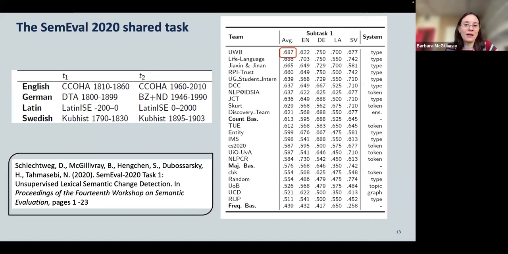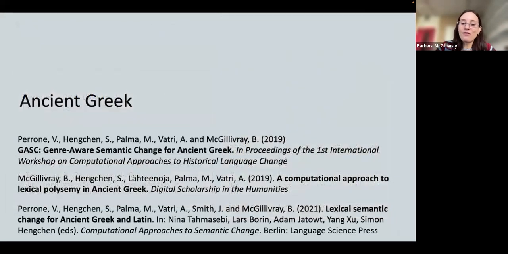Now I'm going to give you an overview of different projects that I've been leading on applying these methods to different languages, very different time periods, and research contexts. I'll start with the oldest data I've worked on, which is on ancient Greek, which led to the publications you see here, and you're very welcome to check them out for more details.